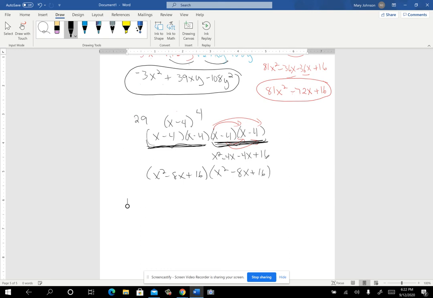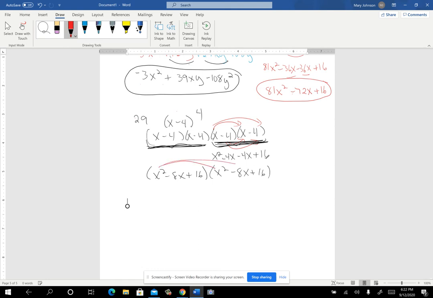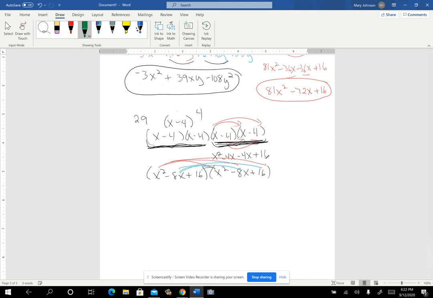Okay. All right, now I've got a bunch of multiplying to do. So I've got to distribute the x squared. Okay, then I've got to take and distribute the 8x, negative 8x, to all three. And then I've got to distribute the 16 to all three. Okay, so it's a little messier, but I'm going to do them color-coded like that. So let's distribute the x squared. X squared times x squared is x to the 4th. X squared times, so this times the negative 8x would be negative 8x to the third.